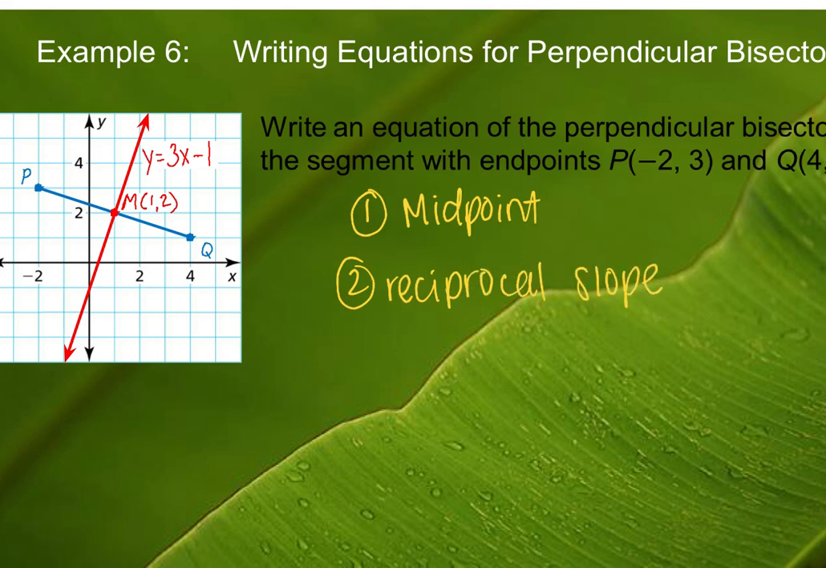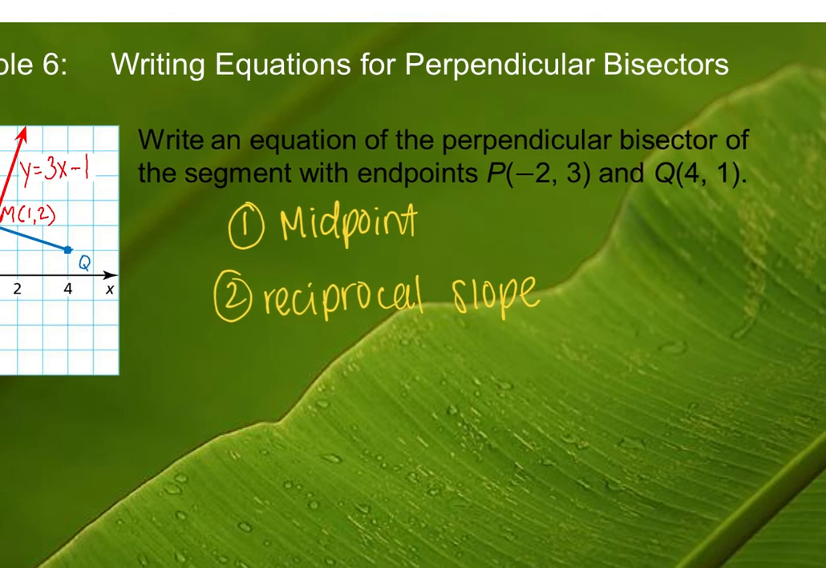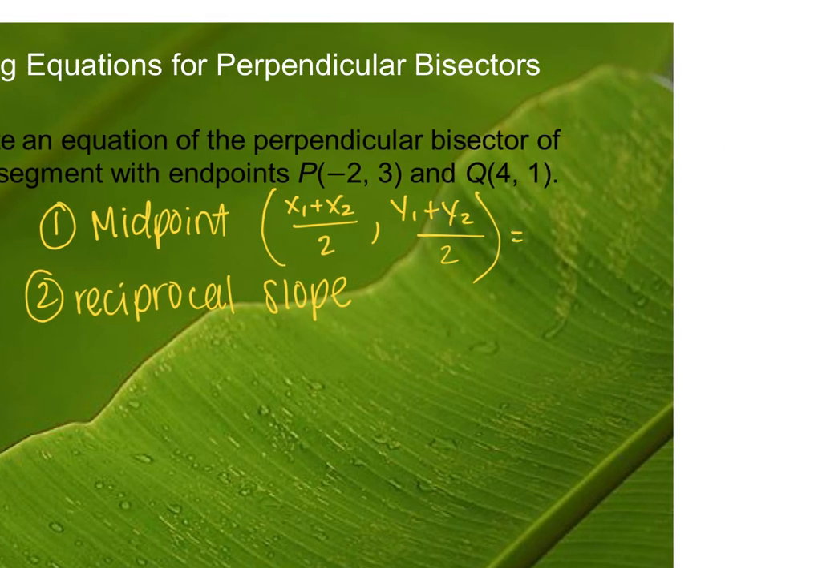All right, so the midpoint, if you remember, is just a formula. It's (x1 plus x2 over 2, comma, y1 plus y2 over 2). So, this is x1, this is y1, this is x2, this is y2.